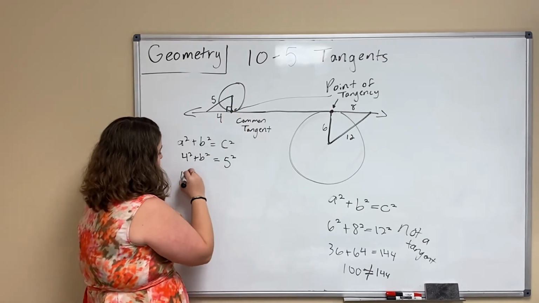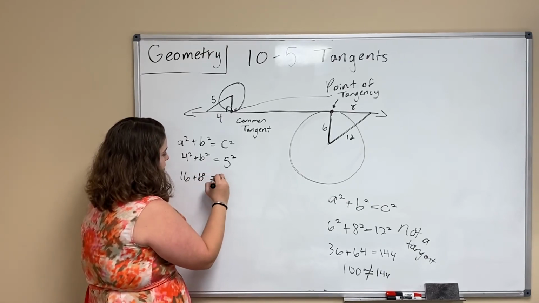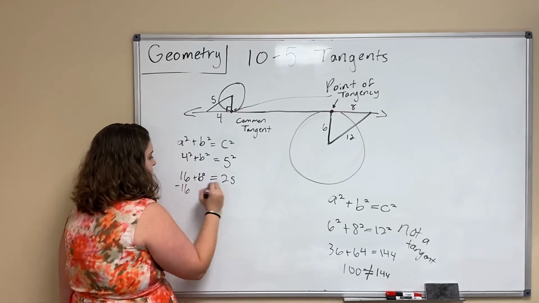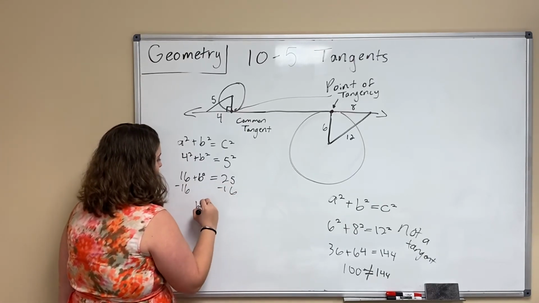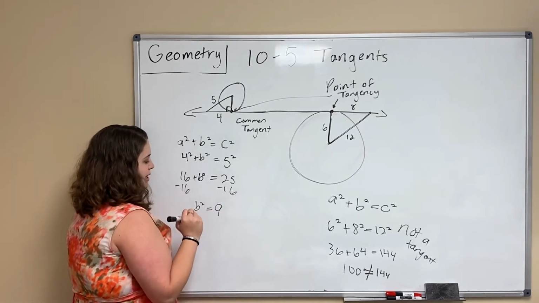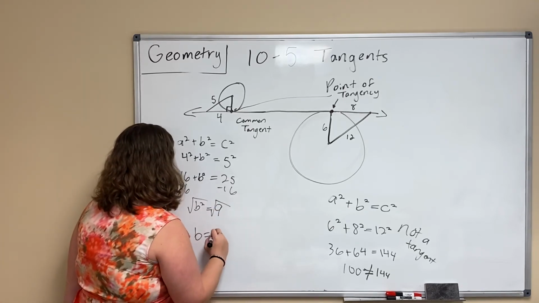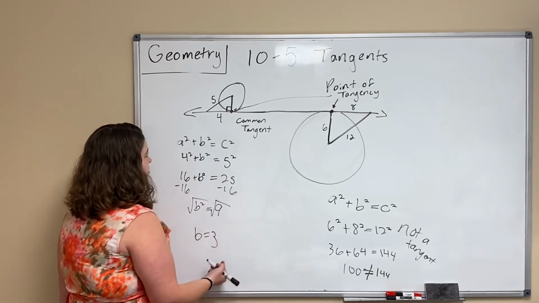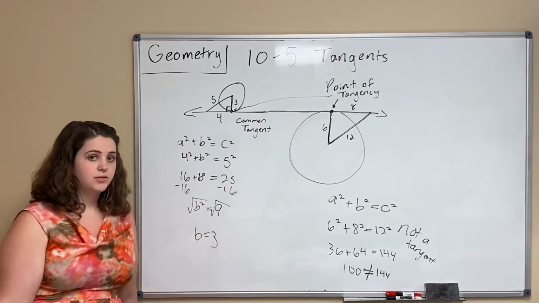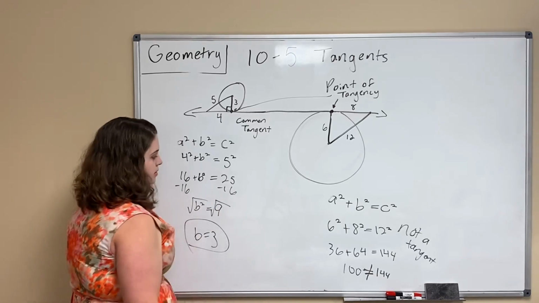So 4 squared is 16, and 5 squared is 25. We're going to subtract 16. B squared equals 9. Take the square root of both sides. B equals 3. So if b equals 3, I know my missing side is 3. So when it asks me to find the radius, I can say my radius equals 3.